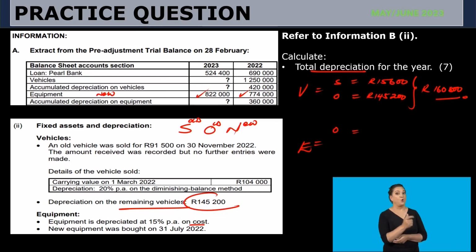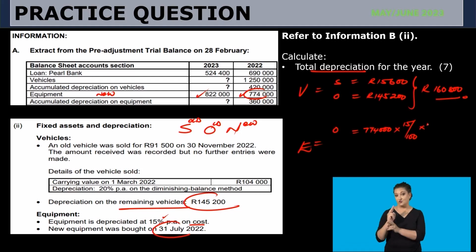New equipment was bought on 31 July, but they don't tell us how much. So the 774 becomes the old because it was there right at the beginning. So I'll say my 774,000 here. That is the old equipment. Then depreciation is 15% on cost, so I'll multiply by 15 over 100, then multiply that by 12 over 12 because it is the old one.